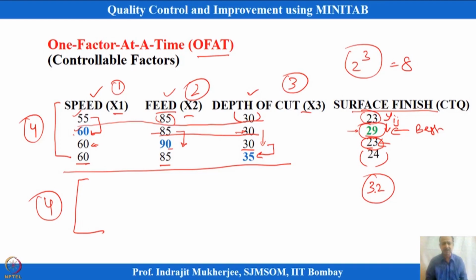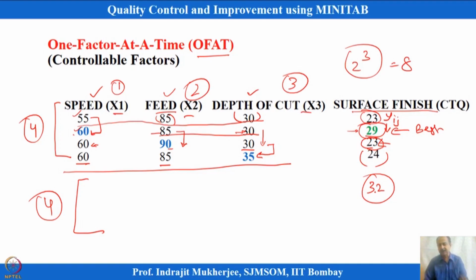So, there are advantages when I go for experimentation which is statistically sound, and there are other advantages which we will discuss afterwards: what is the advantage of doing design of experiments over one factor at a time experimentation. But here what we can see is that we are not exploring the complete region, that is complete enumeration, where we could have got something better on the surface finish side and a better combination of speed, feed and depth of cut.